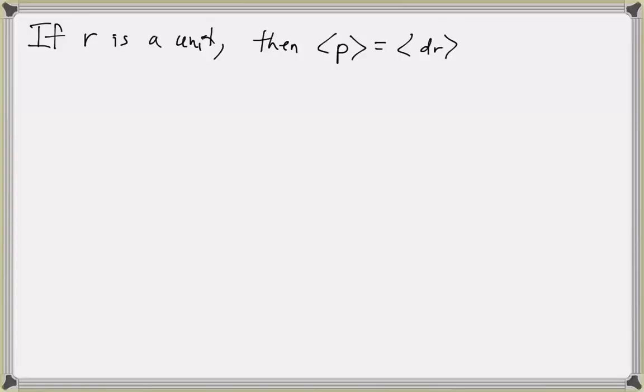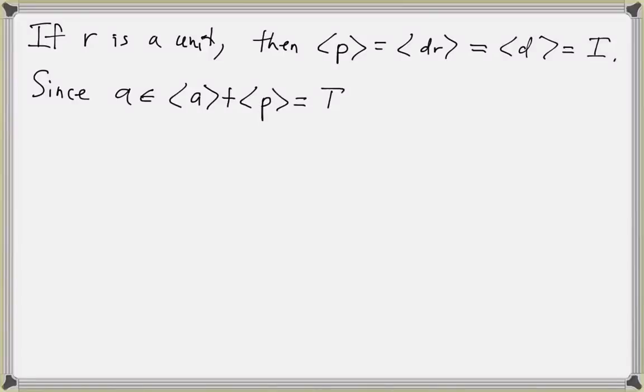So if R was in fact a unit, then the ideal generated by P is equal to the ideal generated by DR. But if R is a unit, then that's going to be the same as the ideal generated by D, which is I. So we see that the ideal generated by P is the same as I. We know that A is an element of the ideal generated by A, so it's also an element of the ideal generated by A plus the ideal generated by P, which is I, which we just showed is the ideal generated by P.